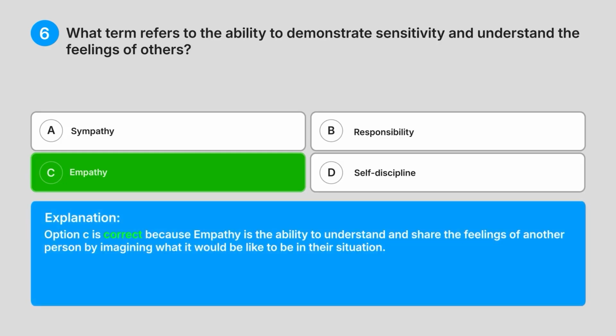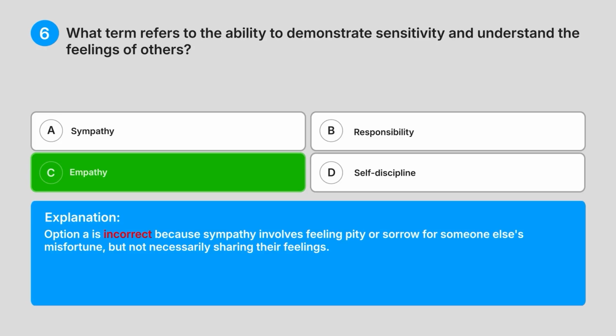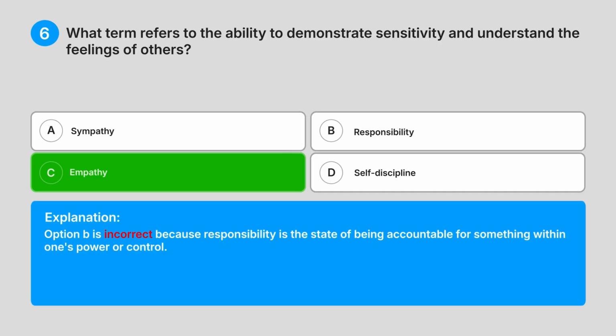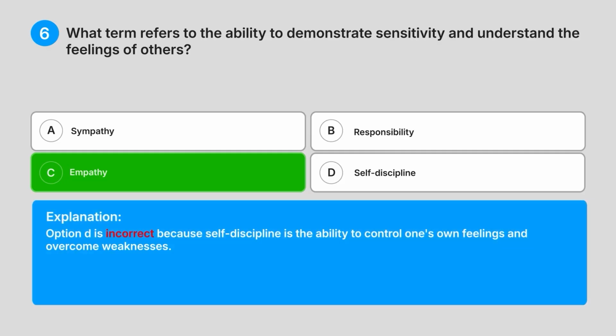Explanation: Option C is correct because empathy is the ability to understand and share the feelings of another person by imagining what it would be like to be in their situation. Option A is incorrect because sympathy involves feeling pity or sorrow for someone else's misfortune, but not necessarily sharing their feelings. Option B is incorrect because responsibility is the state of being accountable for something within one's power or control. Option D is incorrect because self-discipline is the ability to control one's own feelings and overcome weaknesses.